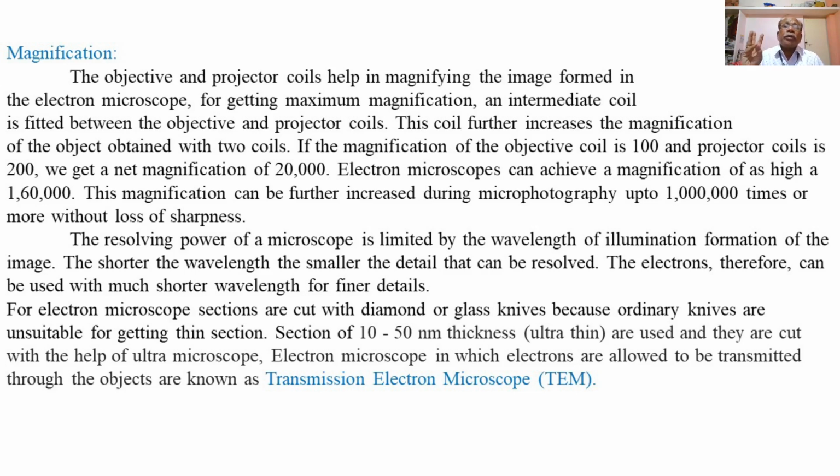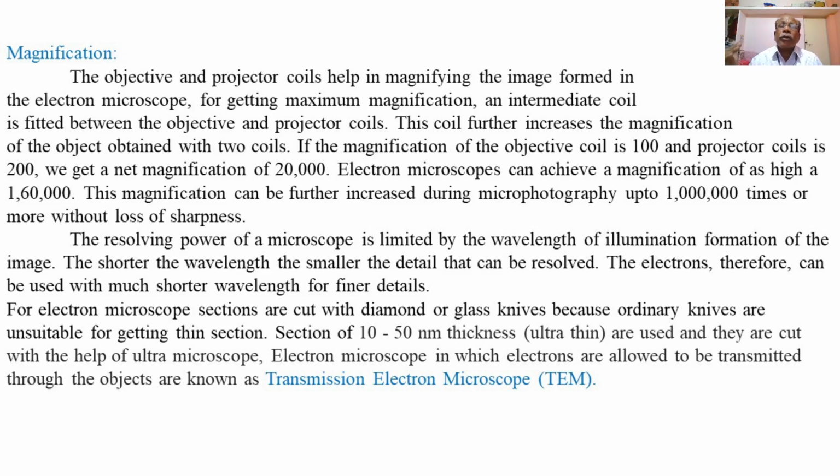So, the objective and projector coils help in magnifying the image formed in the electron microscope. For getting maximum magnification, an intermediate coil is fitted between the objective and the projector coils, and this intermediate coil further increases the magnification of the object obtained with two coils, that is the projector coil and the objective coil.